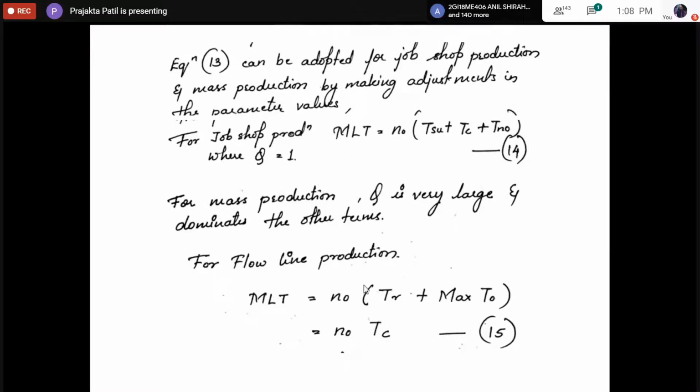Now what is TR here? TR is nothing but the transfer time. What do we mean by transfer time? As I said, the part will be moving from the lathe to milling to the drilling machine. When it is moving from the lathe to the milling machine, that is the time that we consider. That is the transfer time, the time taken to transfer the work unit from one station to another station. That is TR.